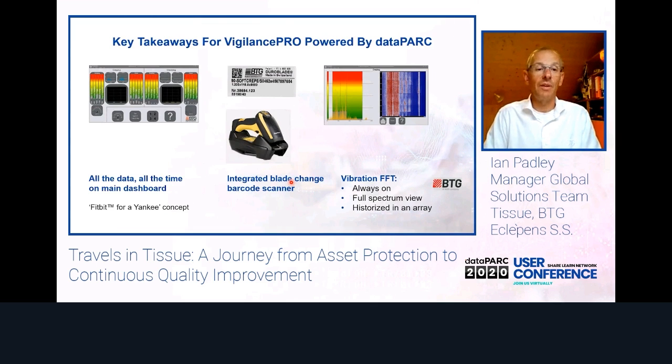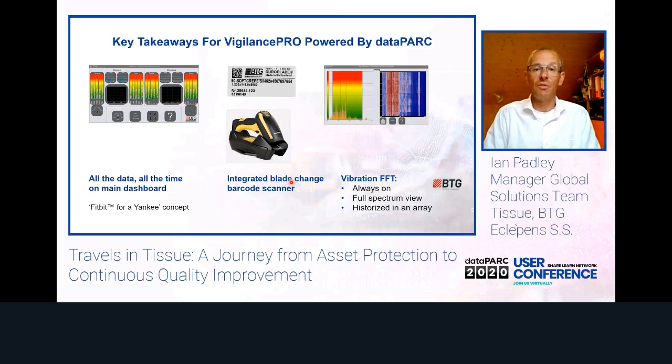So the takeaways we have here, we've got a great dashboard, all the data, all the time. You'll notice we brought up a blade change log. We have integrated a blade change barcode scanner into the system so we can track every blade by its type and serial number. And finally, you have this excellent vibration FFT. We've used the powerful data park array feature to historize a very complex set of FFT, full Fourier transform, spectrum data. So troubleshooting, as James said, is made easy with this system.